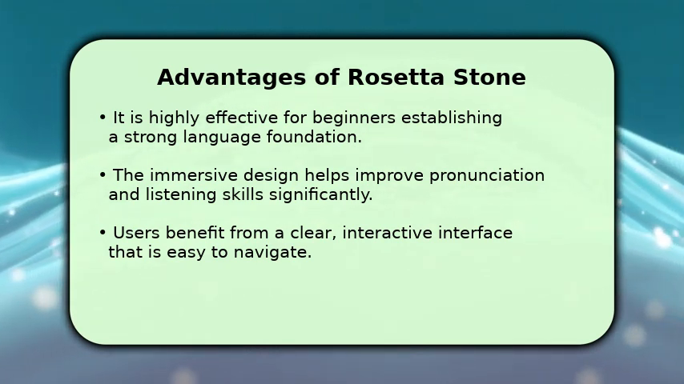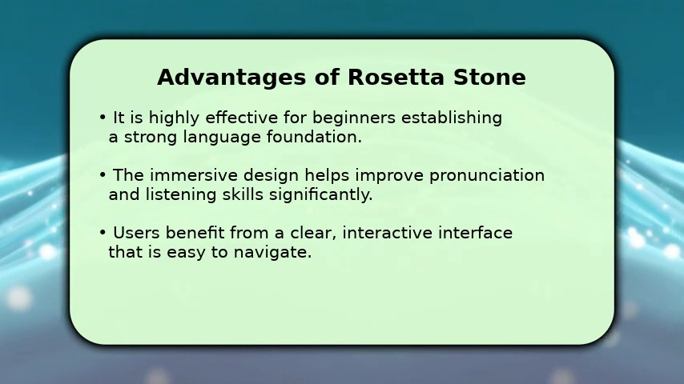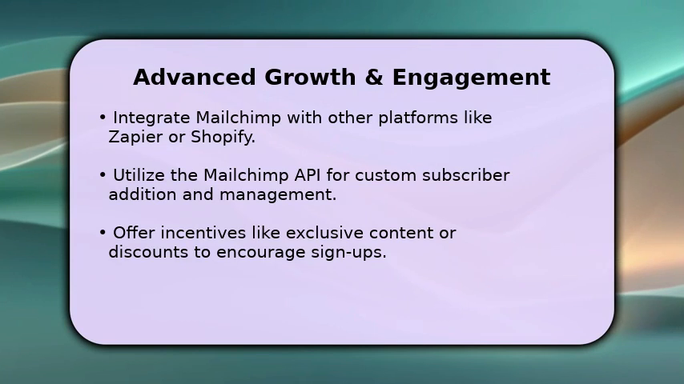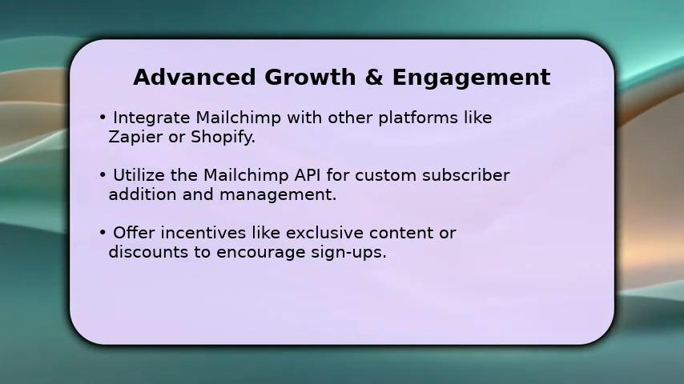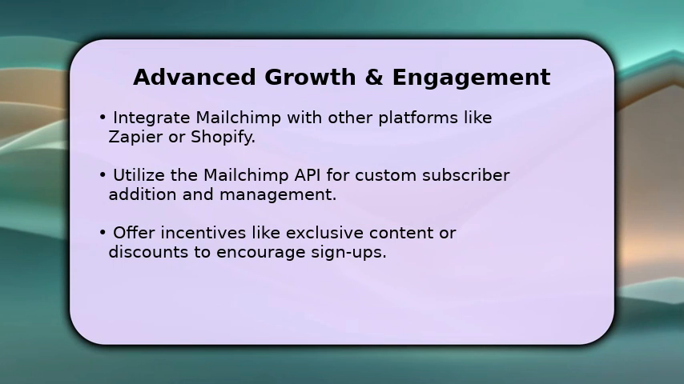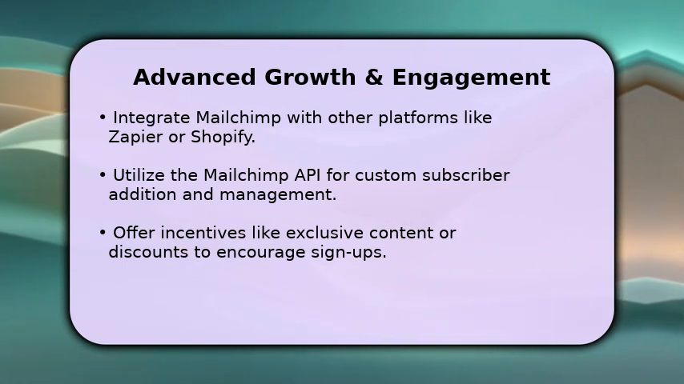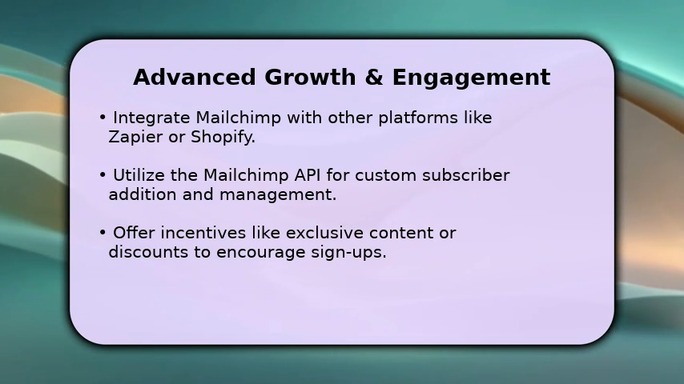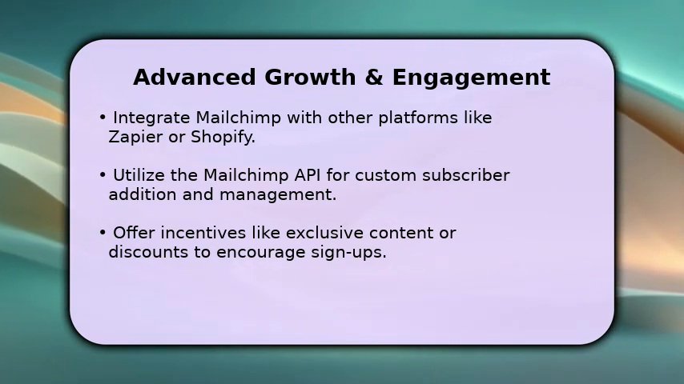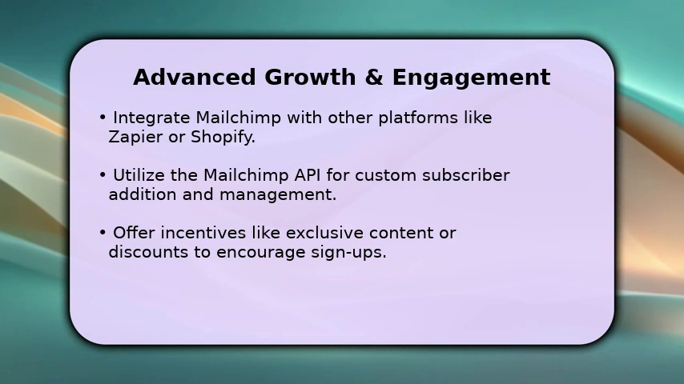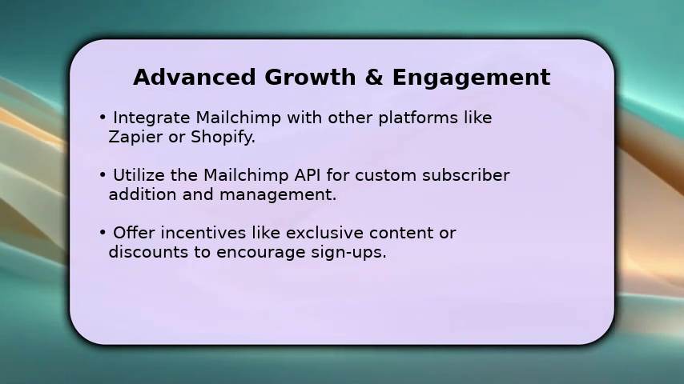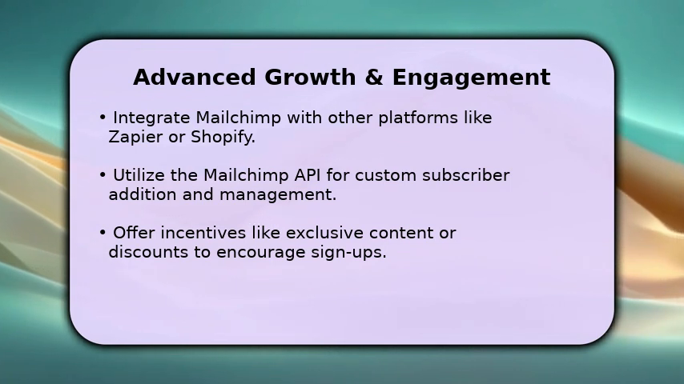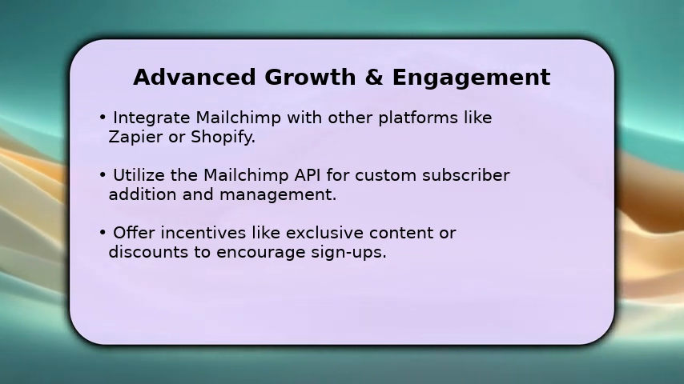Beyond direct additions and forms, consider advanced strategies. Integrate Mailchimp with other platforms like Zapier or Shopify to automate subscriber collection. For developers, the Mailchimp API allows for highly customized subscriber management. To encourage signups, offer incentives such as exclusive content, a free resource, or a discount. Once subscribers join, segment your audience and personalize your content. This can lead to significantly higher engagement and retention rates.